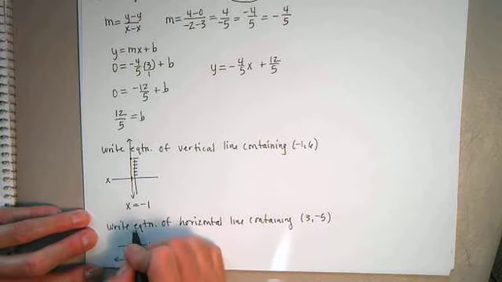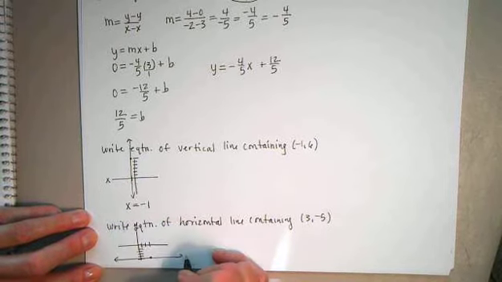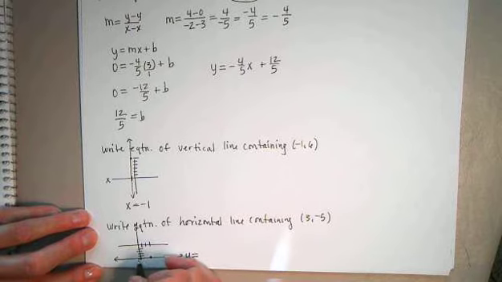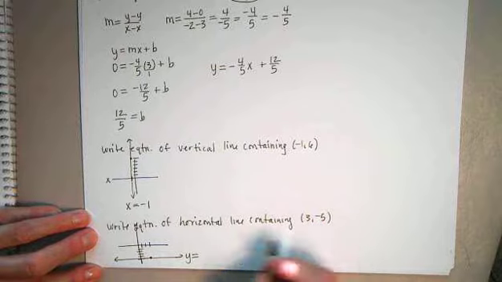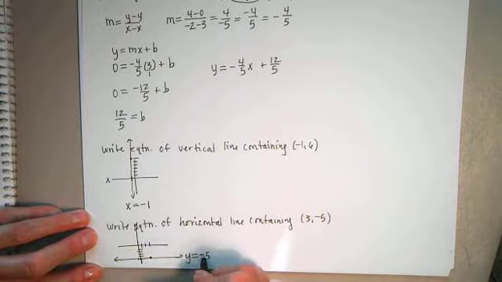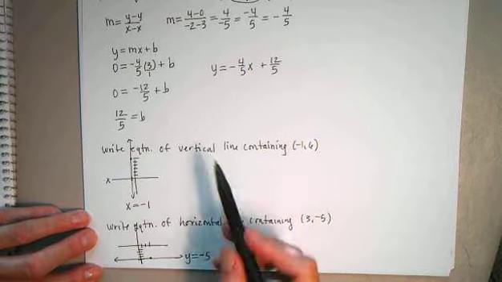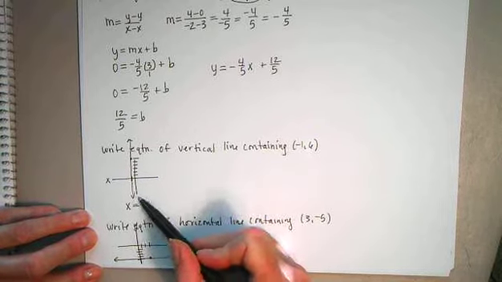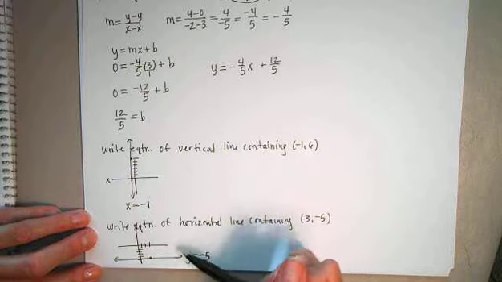Now, it crosses the y-axis. So, it's y equals. It's wherever it crosses the axis. And it crosses the axis at -5. So that equation, we are done. We have the equation of the line. If they ask for a vertical or horizontal line, all you have to do is just think it through, and it's really fast.